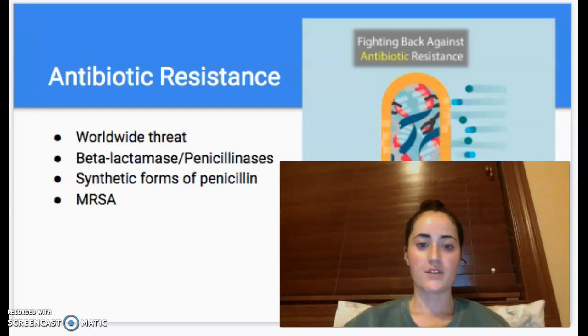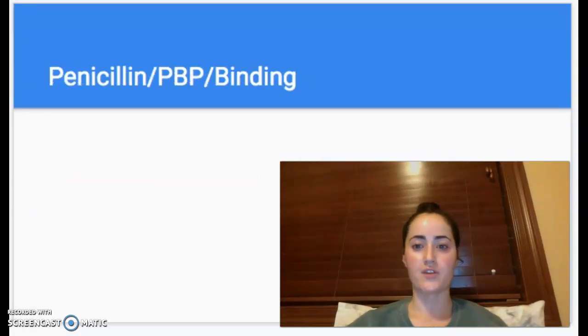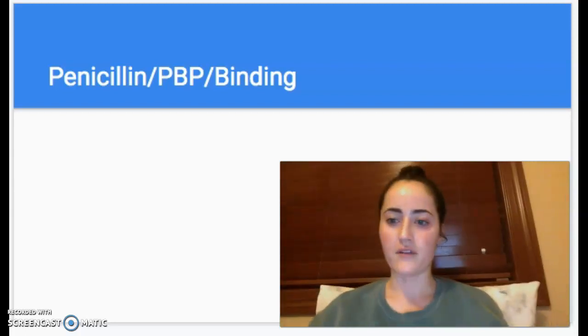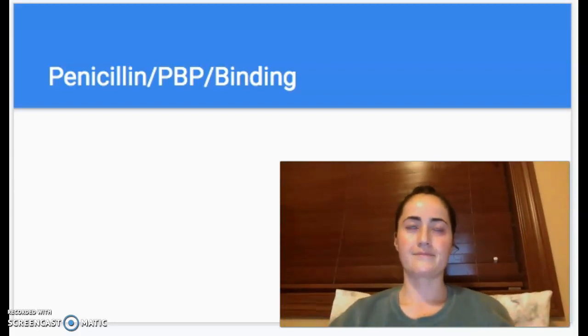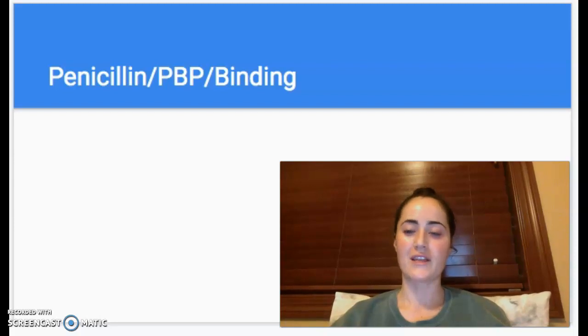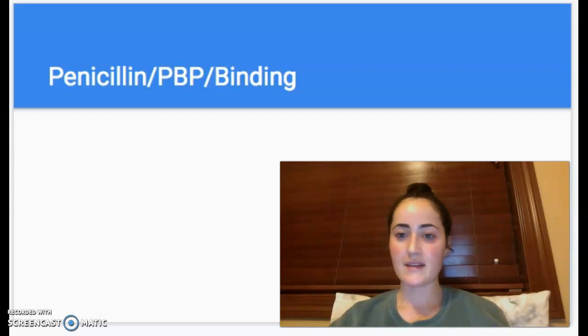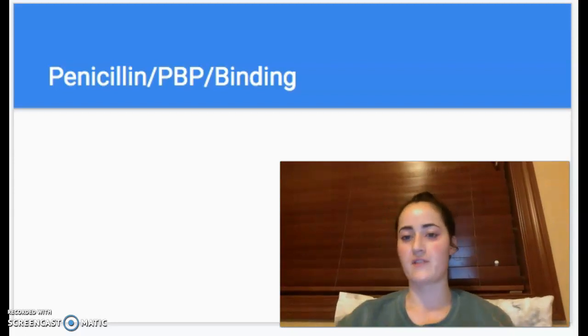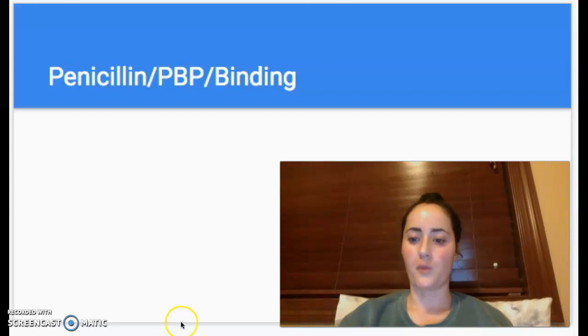All right, so to finish up, I wanted to show a model of what penicillin looks like in the active site of the penicillin binding protein, or transpeptidase, and then reiterate how this works to inhibit the synthesis of the bacterial cell wall.